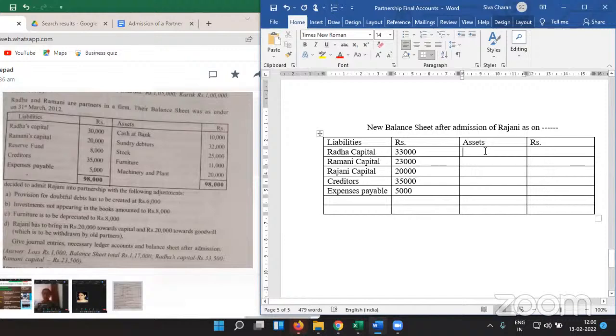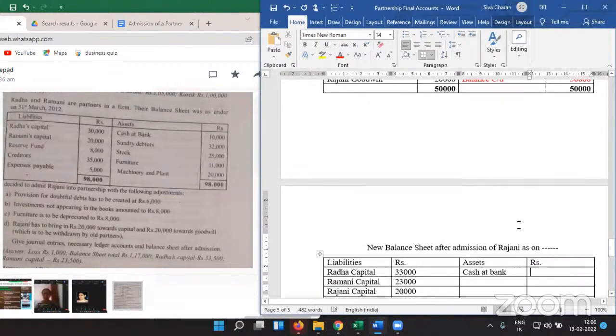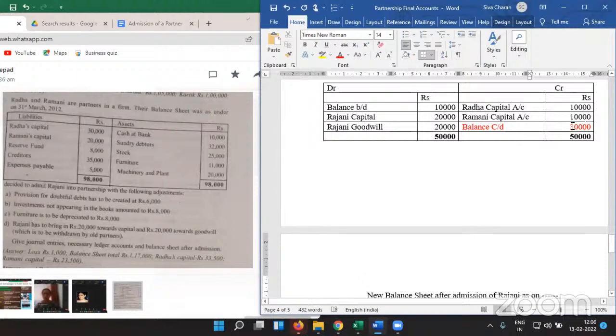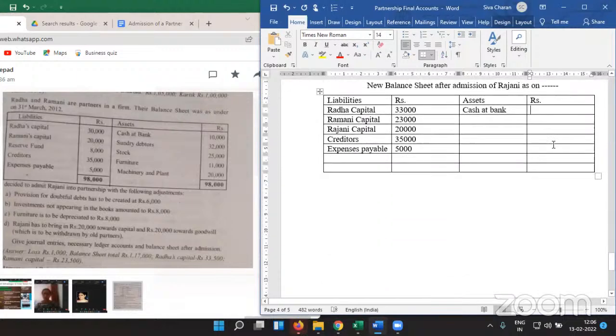What is the cash at bank balance we take? Do we take 10,000 cash at bank? No, we should take from the account, the new balance, whatever we got. That's very good. 30,000. Right? Next one is sundry debtors.